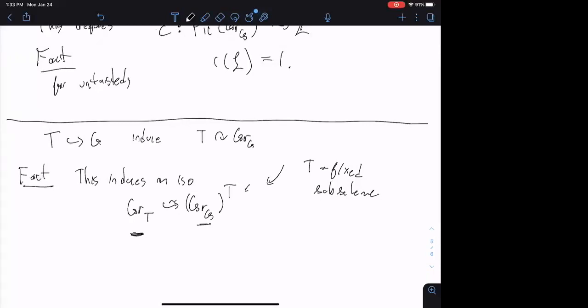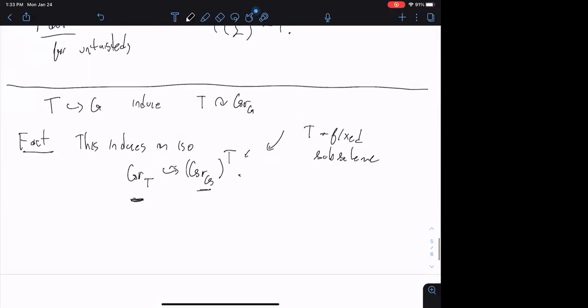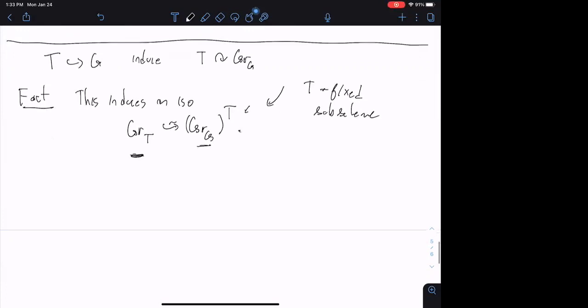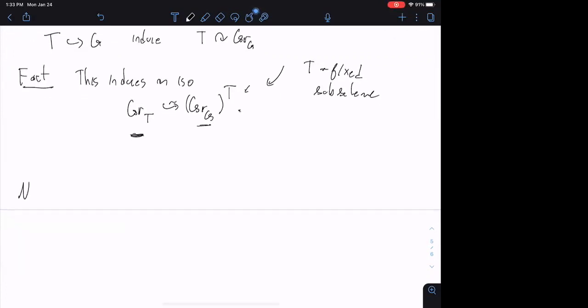It's certainly not true if we take reduced subschemes. Okay, so this will be very important in what follows. So finally, I can introduce the actual affine Schubert varieties. So now to affine Schubert varieties.